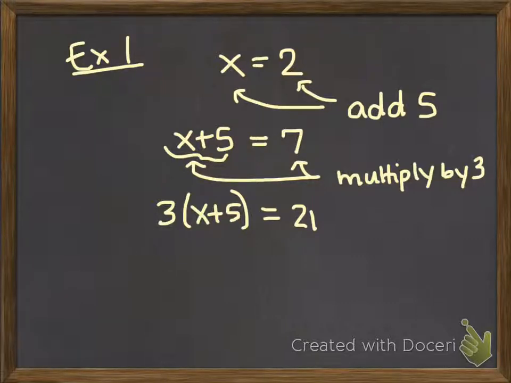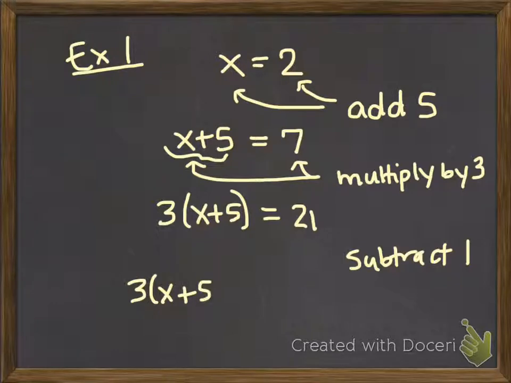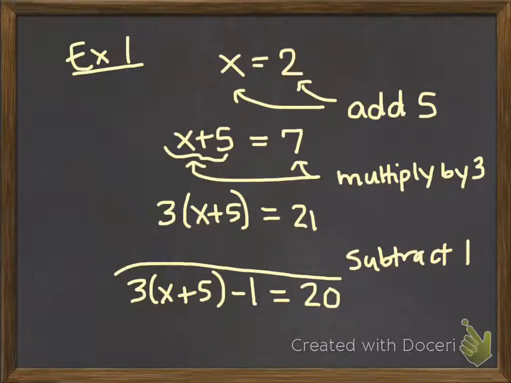Okay, say we want to do one more thing. Let's say we'll subtract 1. So I'm going to subtract 1 from both sides. So now I have 3 (x plus 5) minus 1. And then I'm going to subtract 1 from 21, and I get 20. So now I've totally wrapped up the x equals 2, so you can't see what it is. So now we're going to unwrap. And when we unwrap, we're going to do everything exactly the opposite.